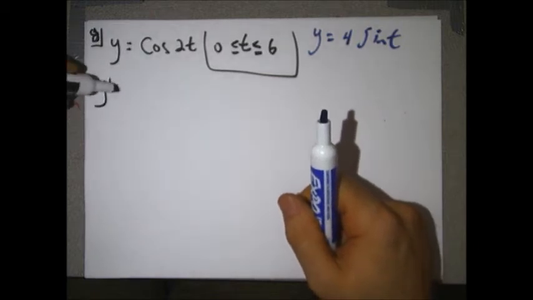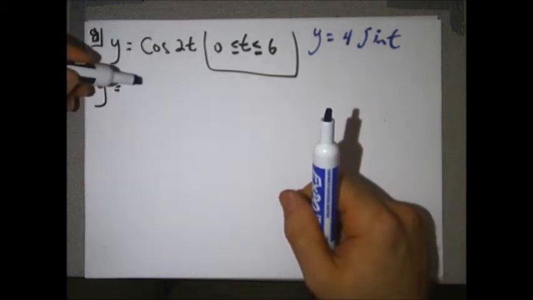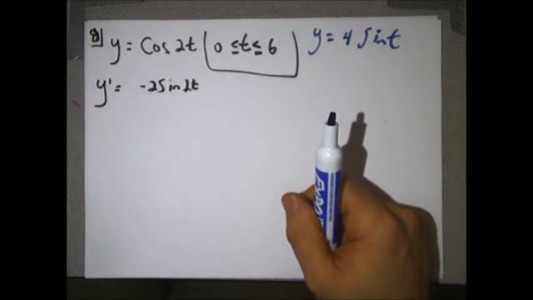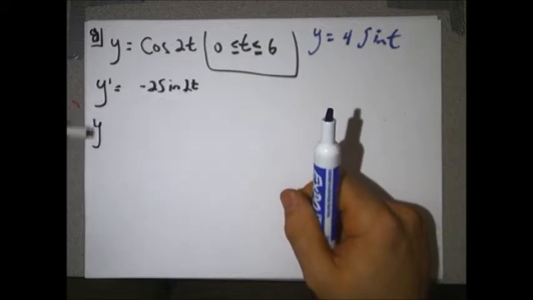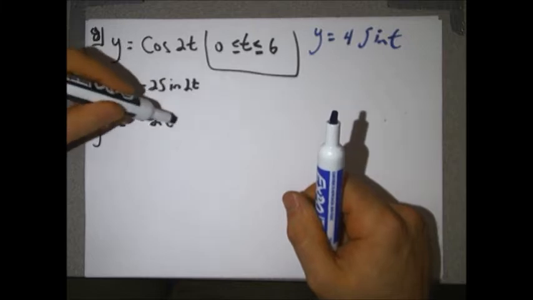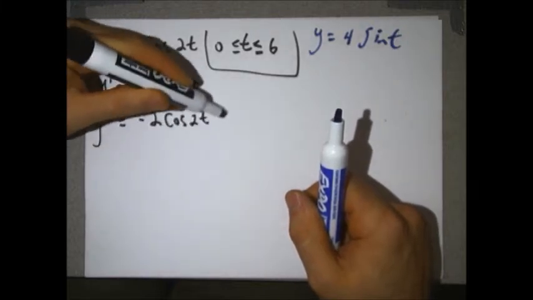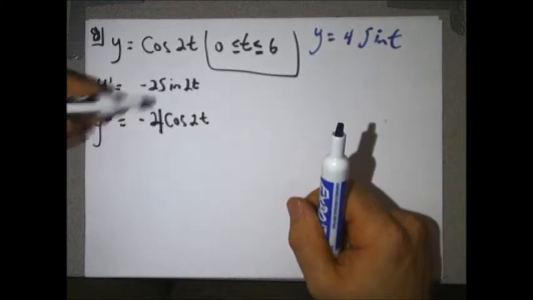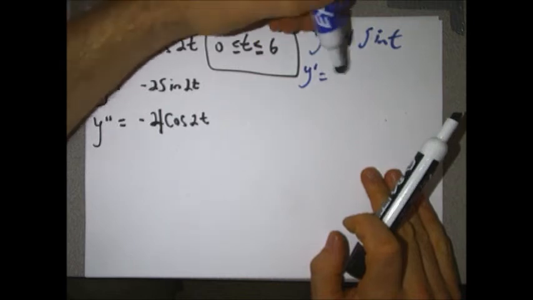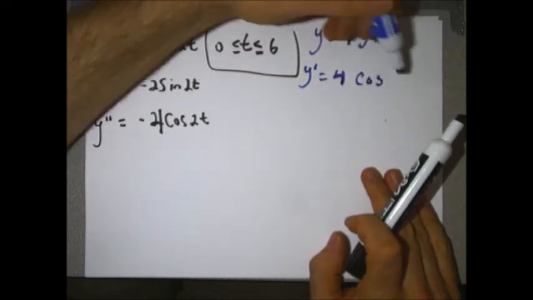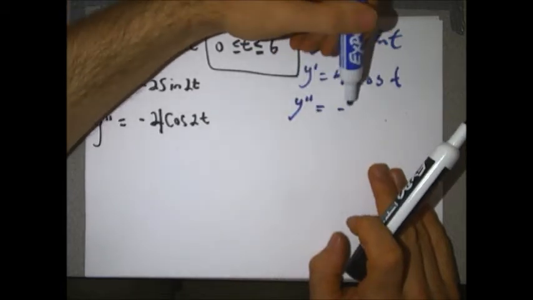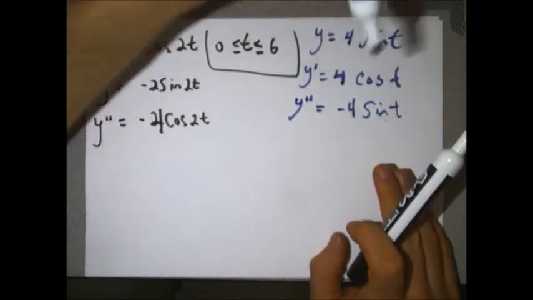So the first derivative would be cosine goes to negative sine, so negative sine 2t, and the 2 comes from the chain rule. The second derivative would be negative 2, sine goes to cosine 2t, again a 2, so we're going to change this to a 4. Finding the first derivative of the other particle, you would have 4 cosine t, and then the second derivative, cosine goes to negative sine, so negative 4 sine t.